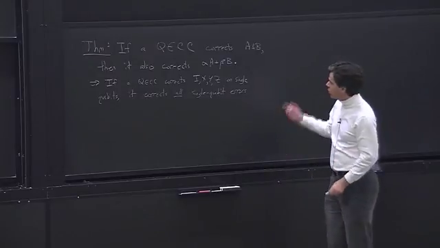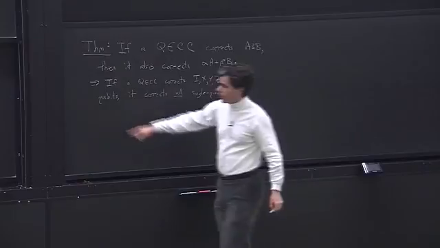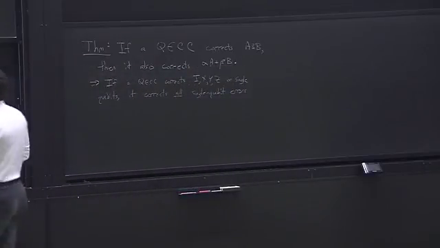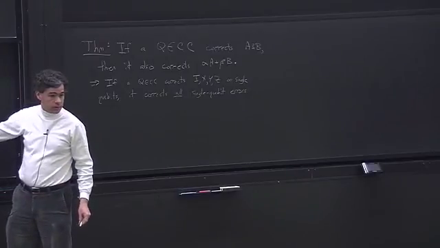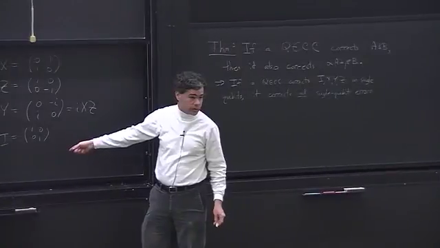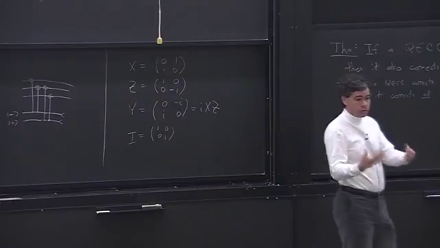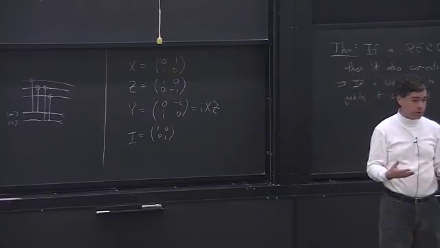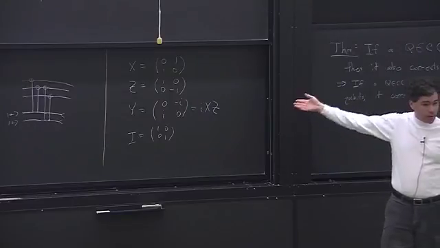So why is that? Well, here's I, X, Y, and Z. The identity, of course, is just this. So that's 4 2x2 matrices, and they form a basis for the linear space of all 2x2 matrices. Okay? So in particular, for instance, we have some arbitrary unitary on a single qubit, where we can write it as a sum of I, X, Y, and Z.